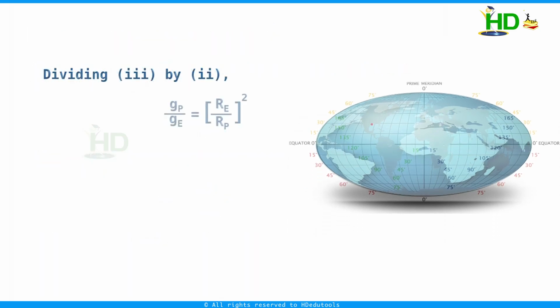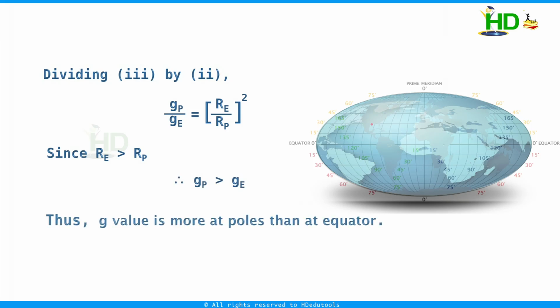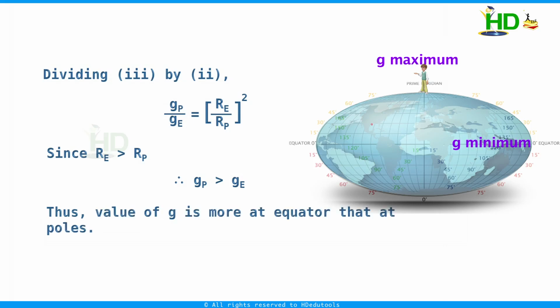Therefore, g_p/g_e, that is, acceleration due to gravity at the poles to acceleration due to gravity at the equator, is equal to (R_e/R_p)². Already we know that R_e > R_p. Therefore, g_p > g_e. Therefore, the value of g is more at the poles compared to the equator. As we move from the equator to the poles, the value of g increases. It is maximum at the poles, minimum at the equator.